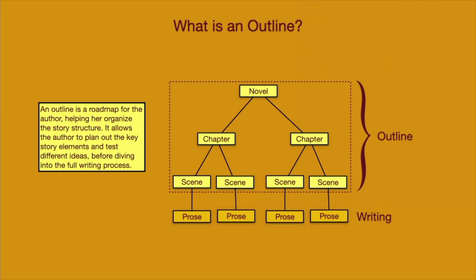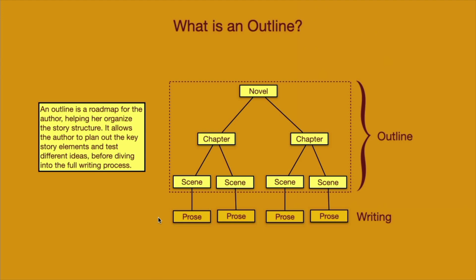What is an outline? An outline is a roadmap for the author, helping her organize the story structure. It allows the author to plan out the key story elements and test different ideas, before diving into the full writing process.